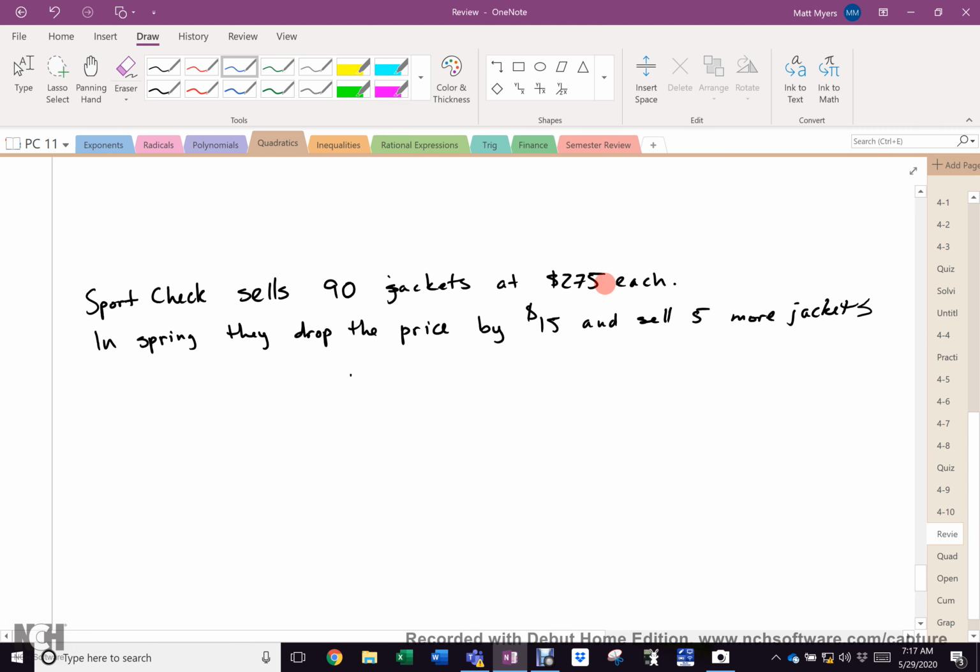Sport Check sells jackets, 90 jackets, $275 each. In the spring, they drop the price and sell 5 more jackets. So the question would be, what price maximizes profit? So right now, Sport Check is selling jackets. Now, you're smart kids. Profit must equal jackets sold times the price, correct?